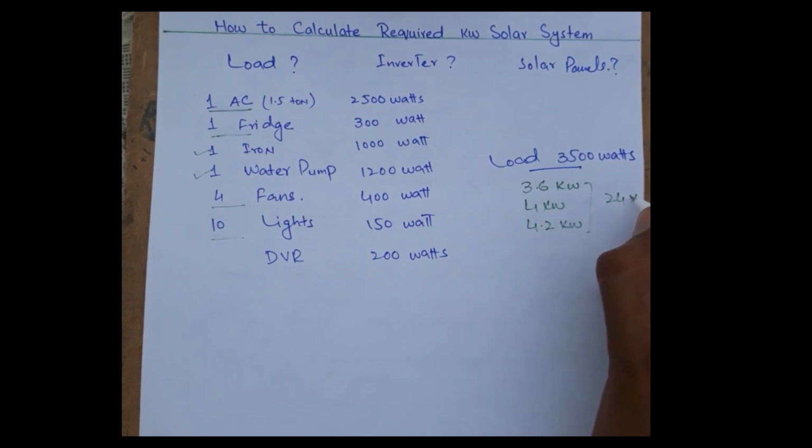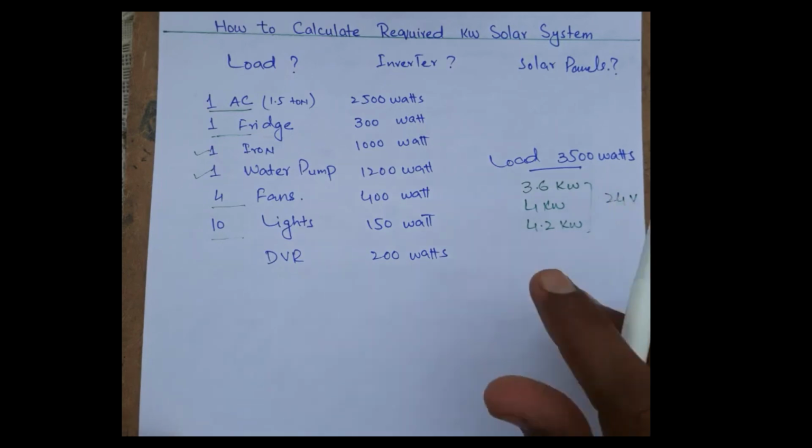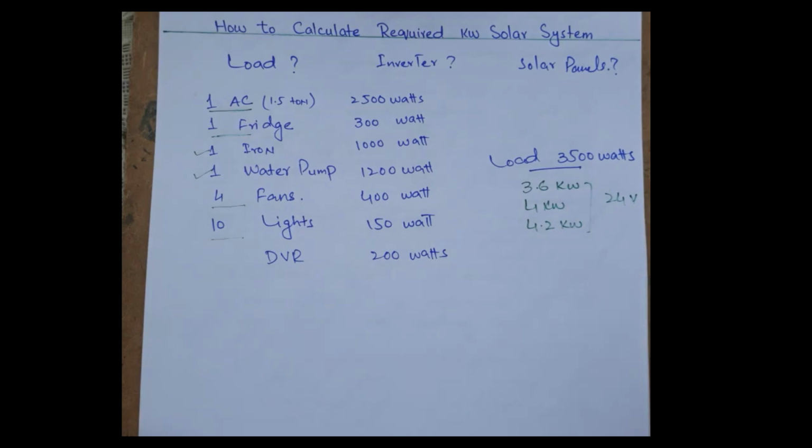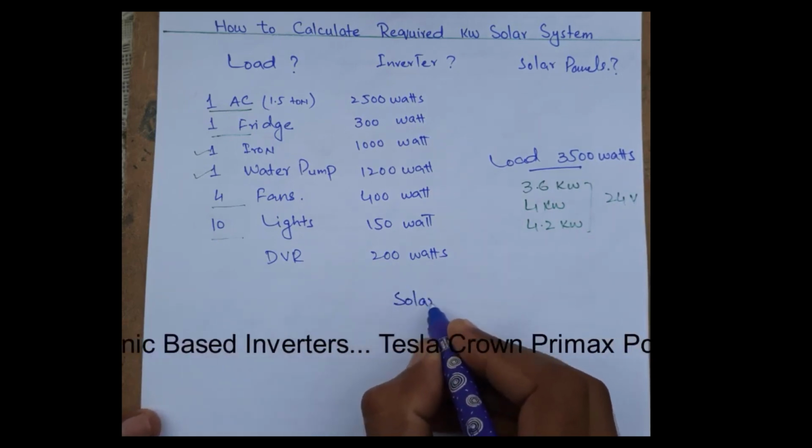2. Fridge. A refrigerator is a vital appliance in every home. The narrator mentions using a DC inverter fridge, which consumes less power compared to conventional refrigerators. For calculation, they assume it consumes around 300 watts. 3. Electric iron, a typical appliance used for ironing clothes, with an average consumption of about 1,000 watts.